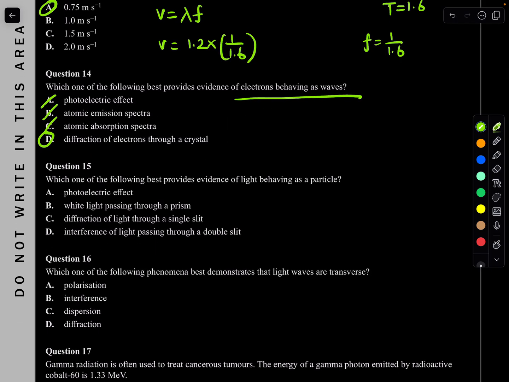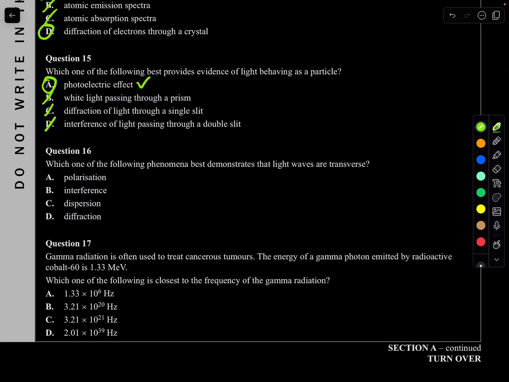15. Which of the following best provides evidence of light behaving as a particle? This is just the photoelectric effect. That is the best explanation. When light passes through a prism, that's dispersion, which tells us it's a wave. Diffraction of light through a single slit, again, that's telling us it's a wave, not a particle. Interference of light passing through a double slit, again, that's a wave. So A is the best proof, the photoelectric effect proves that light can also behave as a particle. 16. Which of the following phenomena best demonstrates that light waves are transverse?